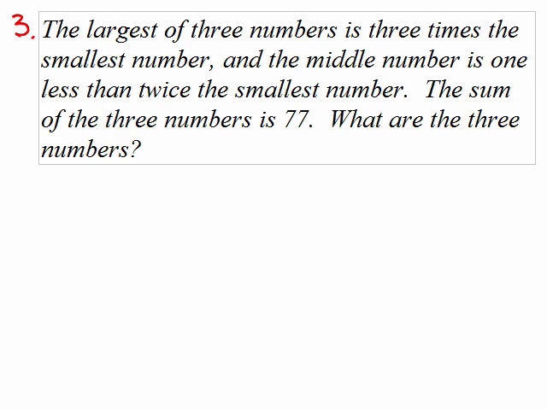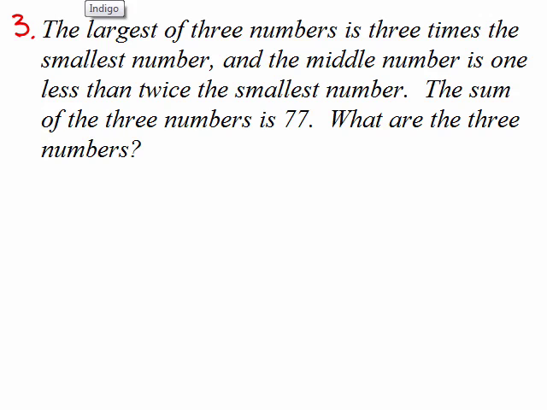Number 3. The largest of 3 numbers is 3 times the smallest number, and the middle number is 1 less than twice the smallest number. The sum of the three numbers is 77. What are the three numbers? So again, this is like a little puzzle. We're trying to find some specific numbers.